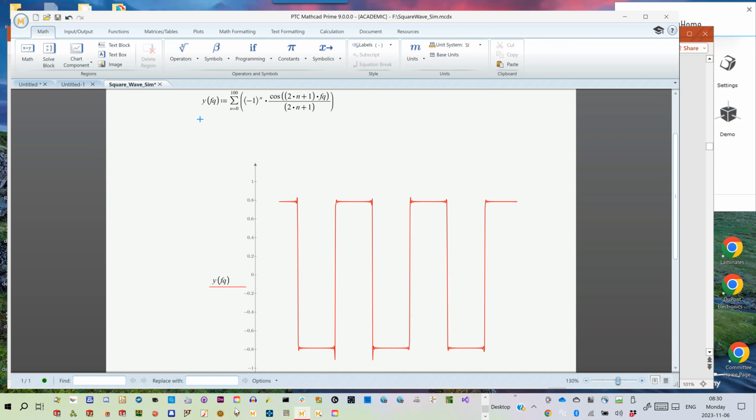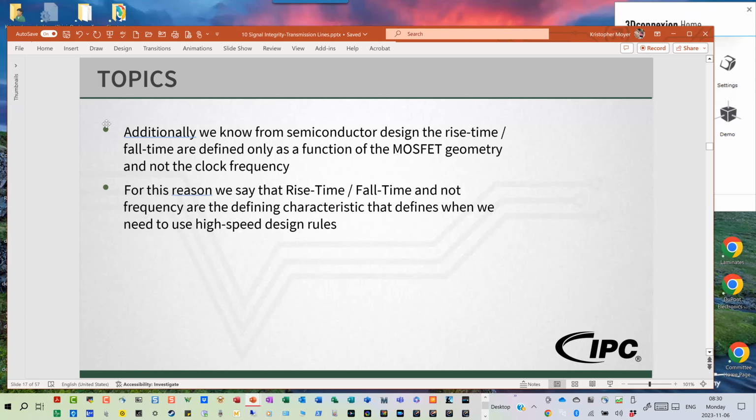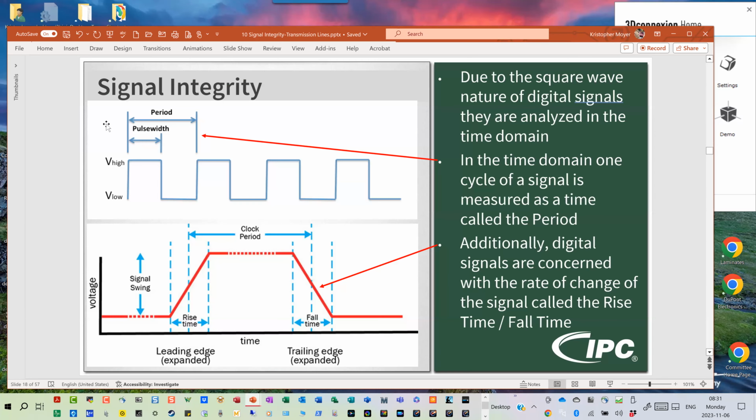Okay, and I know this is a little bit of a paradigm shift, so let me explain what I'm talking about here. Okay, so we know from semiconductor design that rise time and fall time are defined only as a function of MOSFET geometry and not the clock frequency. For this reason, we say that rise time and fall time and not frequency is the defining characteristic that's going to define when we need to use these high-speed design rules. Okay. So basically what I'm getting at here is that even if I'm running a slow clock, right, a very low clock frequency, in order to achieve these nearly vertical walls, I still have to have 50, 100 or more harmonics of that.